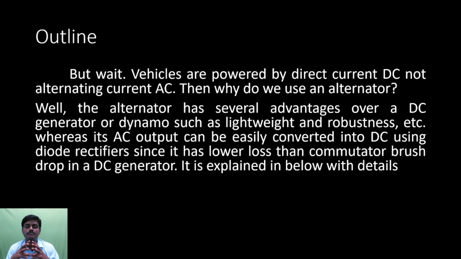Vehicles are powered by direct current (DC), not alternating current (AC). Then why do we use the alternator? Nowadays in all vehicles, most of the things use DC supply only, and for the electric train and the inverter purpose, household inverter purpose, we are using batteries.